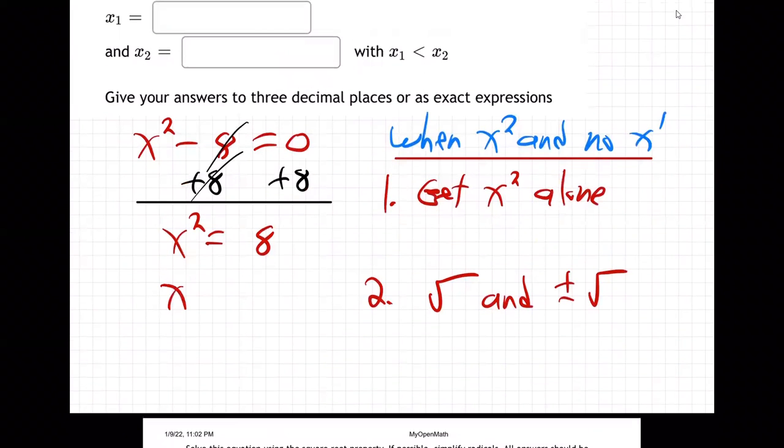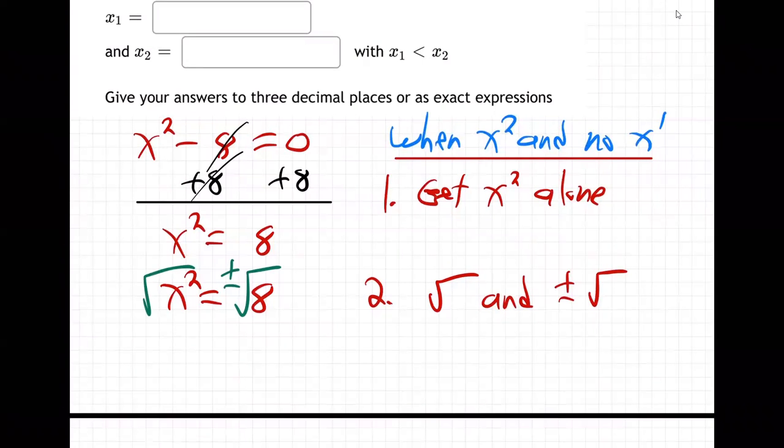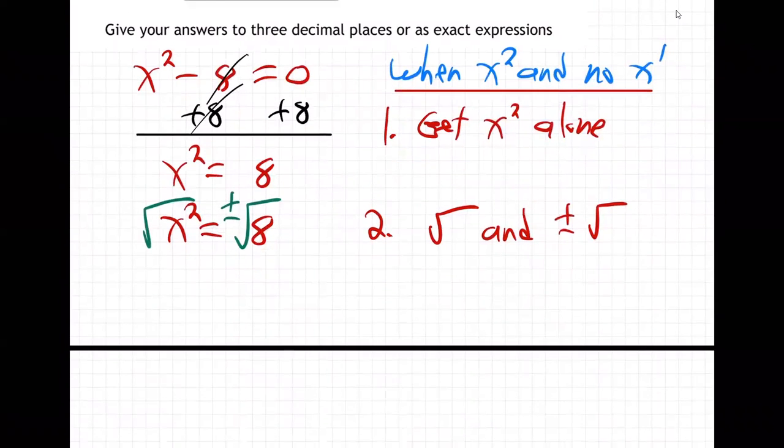What am I talking about? Let me show you. So we're going to go root, but you've got to put plus or minus. I'll explain why in a second, but you've got to put plus or minus on the other side like that. And why? Because the rooting cancels the squaring, doesn't it? What do you mean rooting cancels squaring?